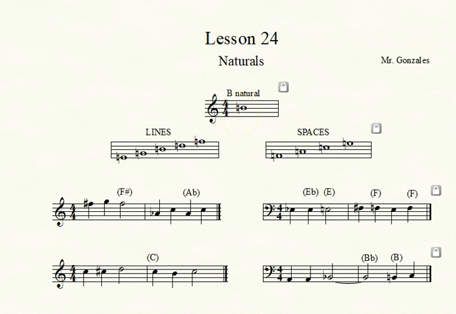When the natural sign is attached to a line note, the natural is centered on the line, as seen here. When the natural sign is attached to a space note, the natural is centered in the space, as seen here.